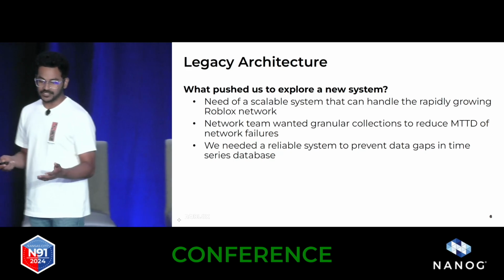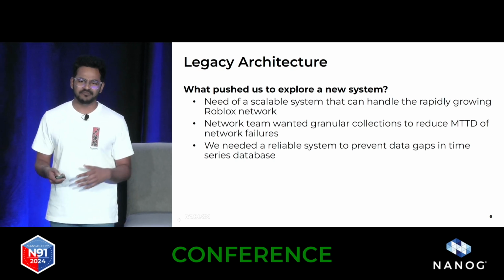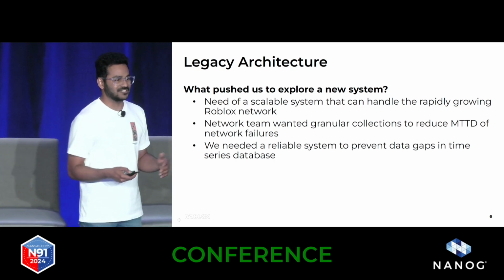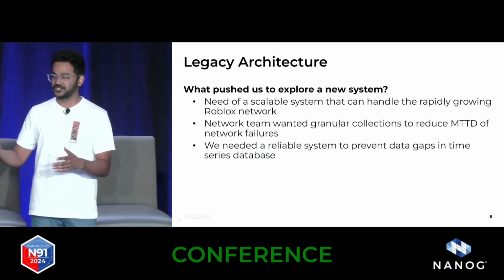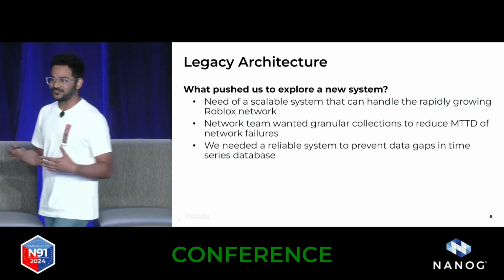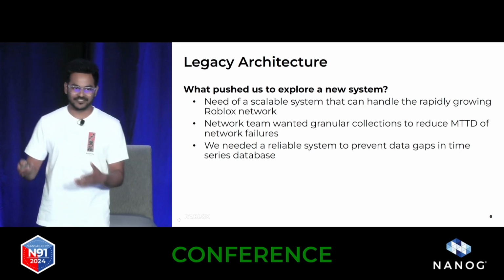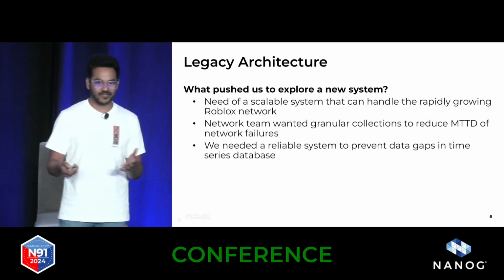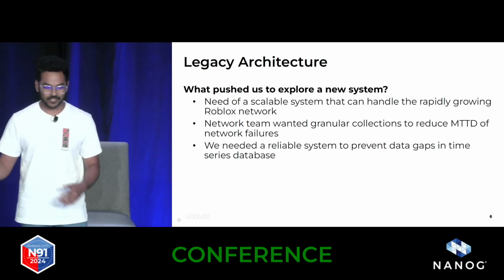The second one is the network team wanted granular collections. They wanted to identify the issues as fast as possible. So they want to reduce mean time to detection. Well, for that, you need faster collections, which again, the old collectors will maybe be able to handle, but eventually it will just struggle a lot.